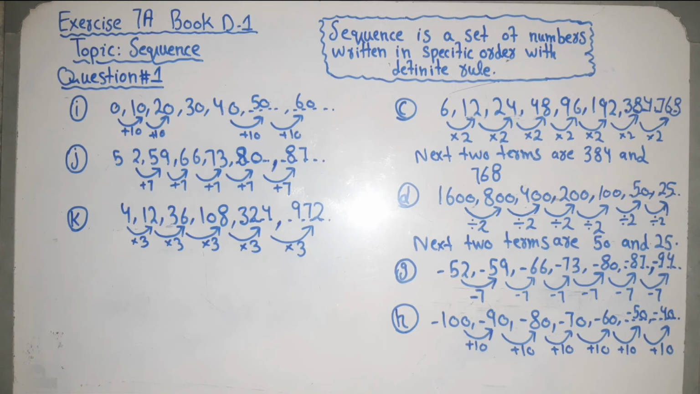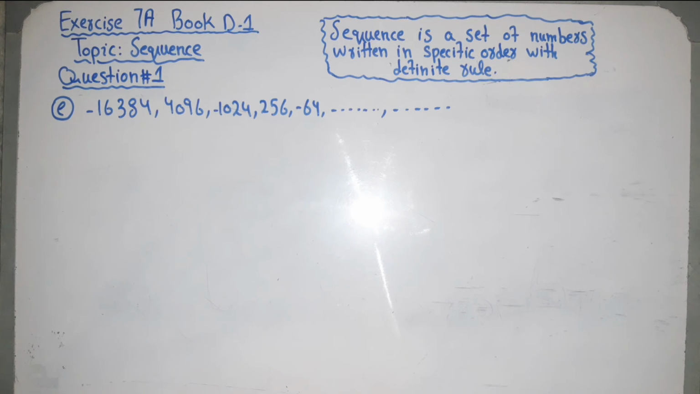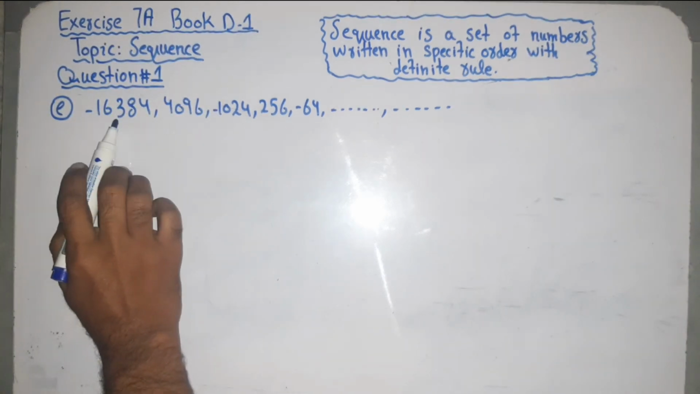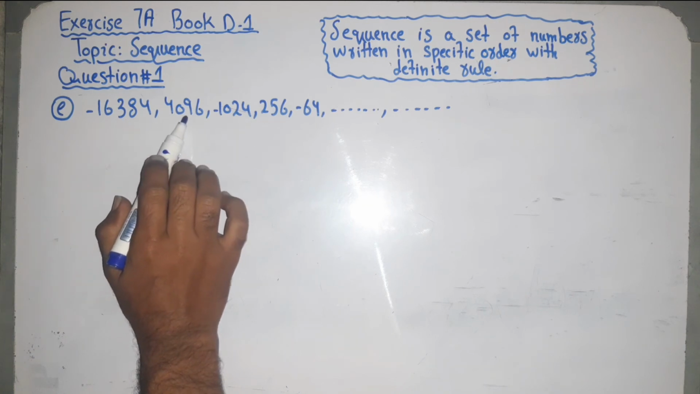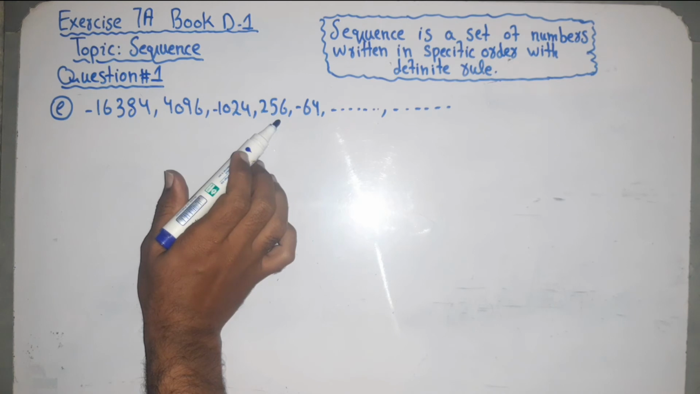So now we are going to solve parts E and F. These parts are different from the remaining parts, so that's why we are solving them at the end. Okay students, in part E we have minus 16,384 and then 4096 and then minus 1024. So this sequence is following a specific order. First we have minus 16,384 and then plus 4096, so the sequence is decreasing, increasing, in an alternating order.